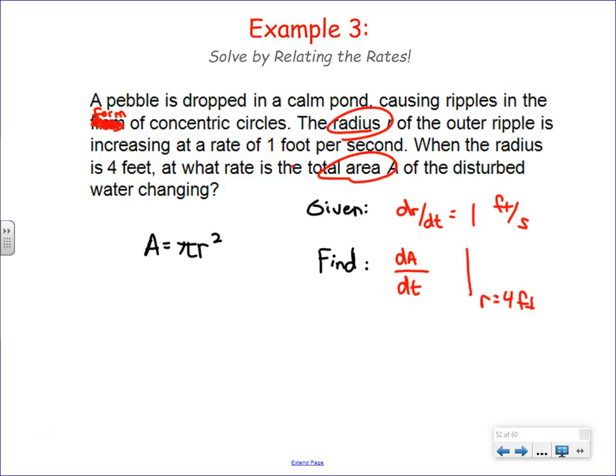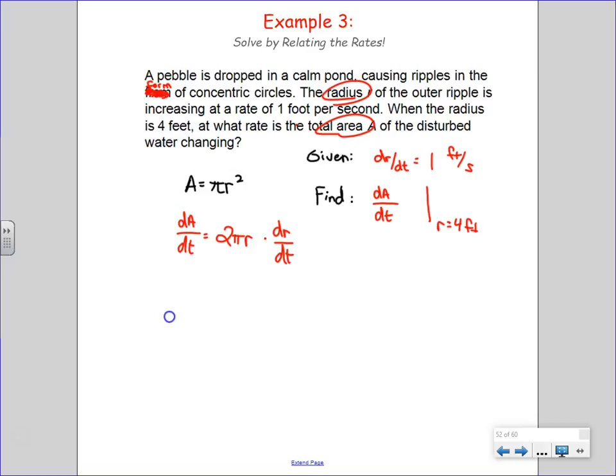So then everybody, if I need the relationship of the rates, I take the relationship of the quantities and derive them. Derivative of A is dA/dt, because I'm taking the derivative with respect to time. 2 pi r dr/dt. Bring down the 2, the pi is a constant, the r stays, times our extra dr/dt. And the name of the game is plug them in, plug and simplify.